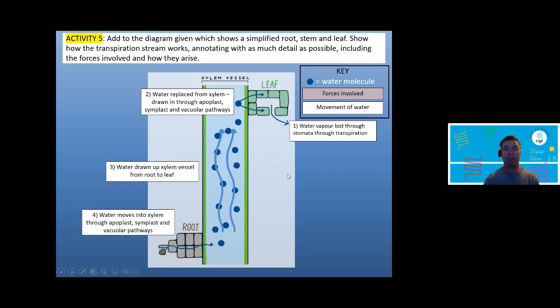What I've shown on there is just the movement of water. Water's lost through stomata, it's replaced from the xylem, it's drawn up through the xylem, and it moves into the xylem at the root. So what forces have we got going on here? The first one is called root pressure. Because water is being drawn into the xylem, you get a buildup of pressure inside there, and that gives an upward force, forcing that water towards the leaf.